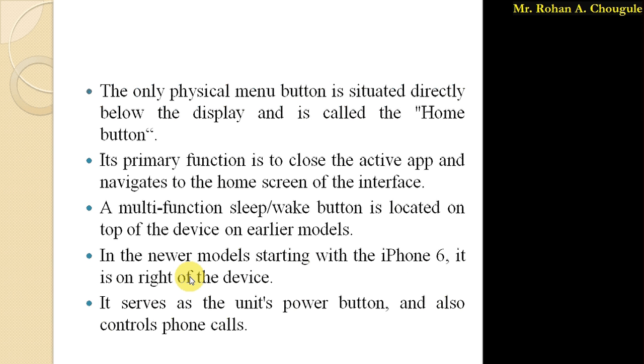In the iPhones from the 5S or 5 onwards, we have one physical button situated directly below the display, called the home button. What is the use of the home button? Basically it is used to close the active apps and navigate to the home screen of the interface. By pressing the home button, whatever apps are currently active automatically get deactivated.